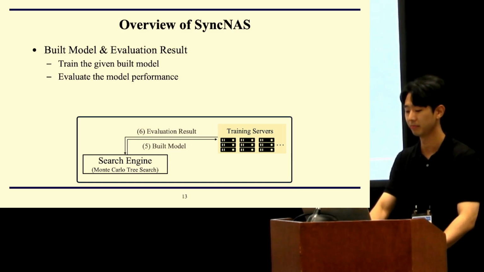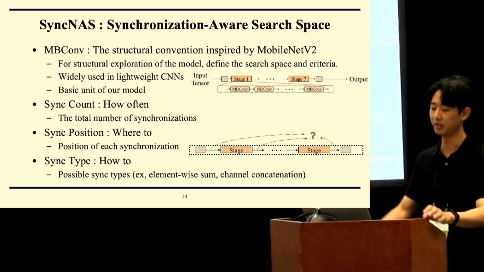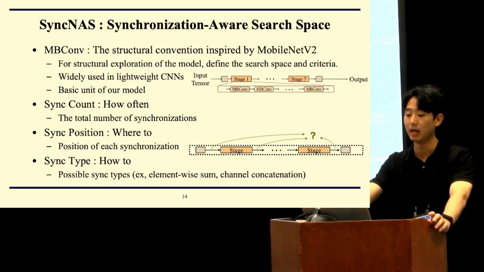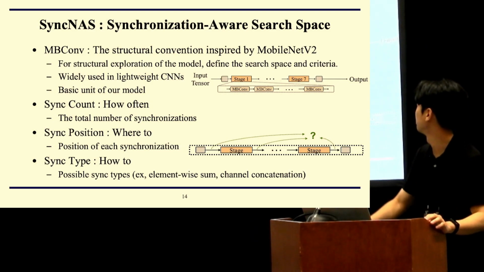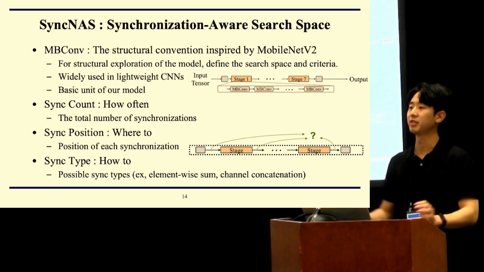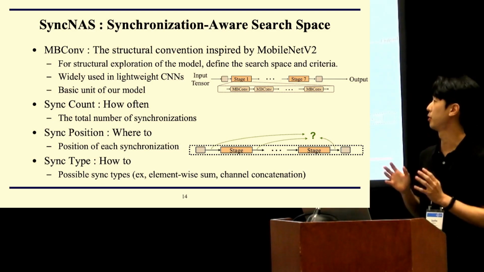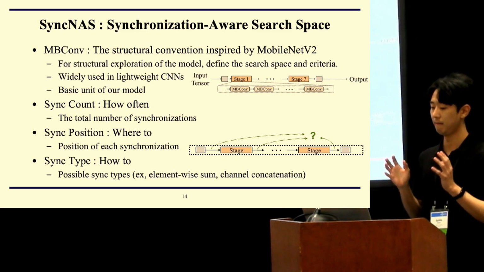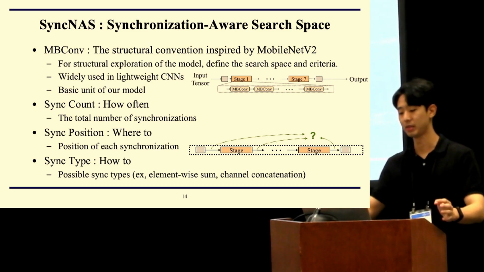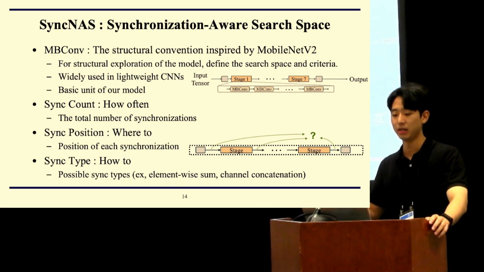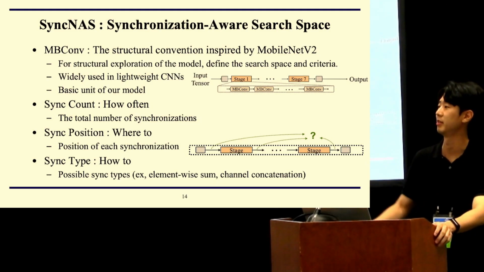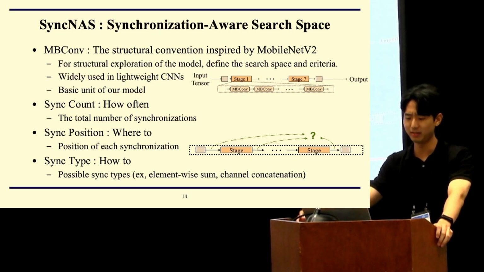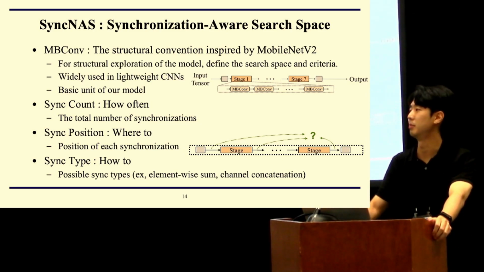So in this section, I'm going to talk about our synchronization-aware search space. First, the MBConv block. For the structure exploration of the model, it is important to define the search space and its criteria. The MBConv block is the structure convention inspired by MobileNetV2, which is widely used in lightweight CNNs. So we decided to use the MBConv block as the basic unit of our model.